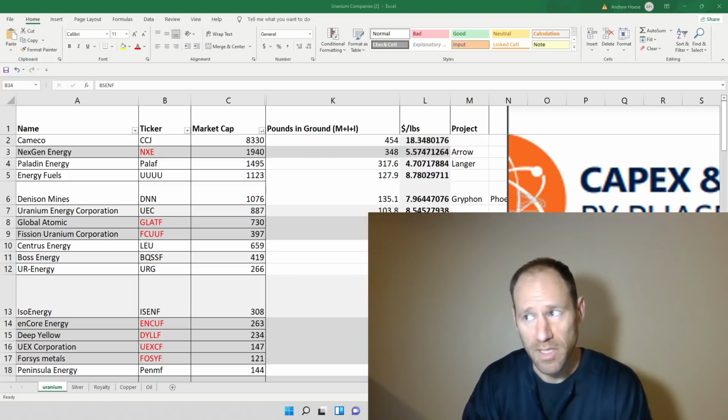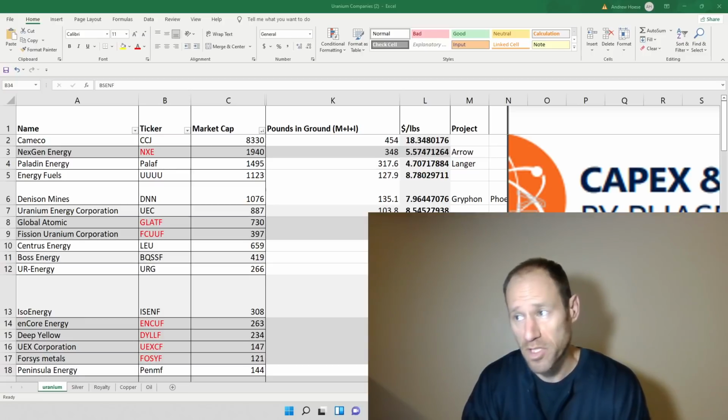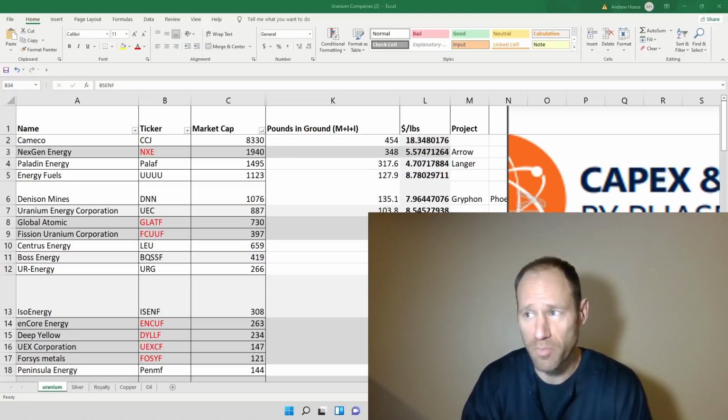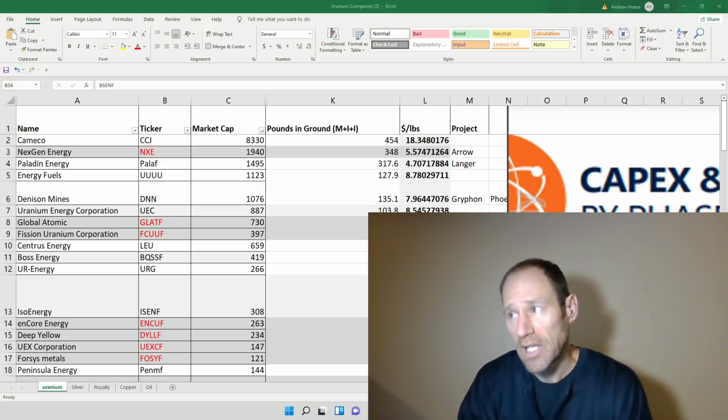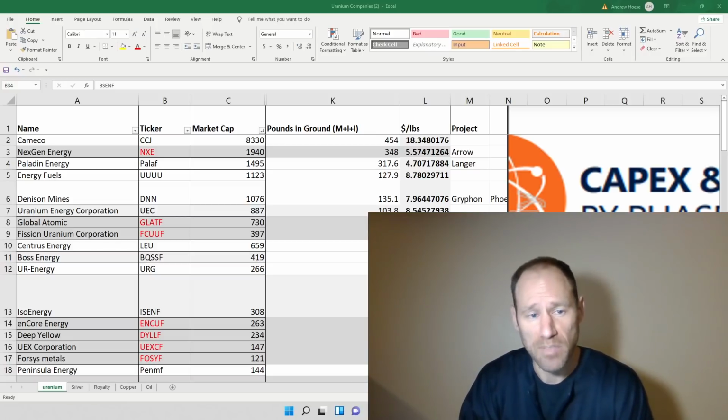Maybe Paladin is. I don't have any really in Paladin. And I probably should get a little bit. I should, because it's pulled back and it's about to break out of a massive pattern. But that's one to look at as well. Well, Paladin's probably a decent bet. It's $4.7 per pound. It's going to be a producer. It's probably going to get valued higher. So that's probably another one to look at.